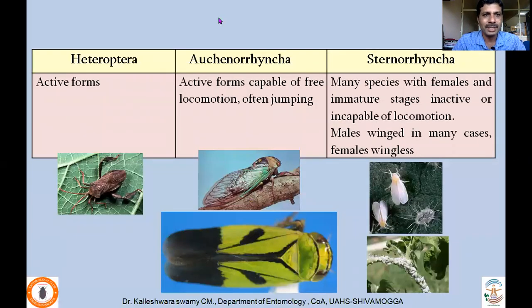Usually the Heteropterans are active forms, like these true bugs. Similarly, Auchenorrhyncha are active forms. They are capable of free locomotion, and many of them have the ability to jump. That's why they're often called hoppers. Whereas Sternorrhynchans are many times inactive forms. Many species, with females and immature forms, are inactive or incapable of locomotion. They remain in a particular place and continuously suck the juice. That's how we can distinguish these three suborders.